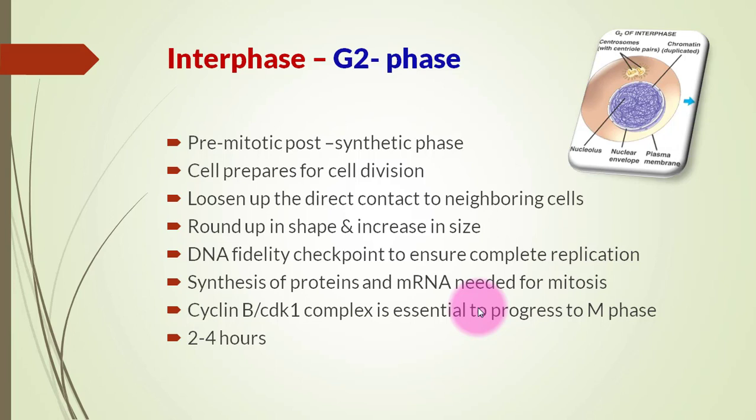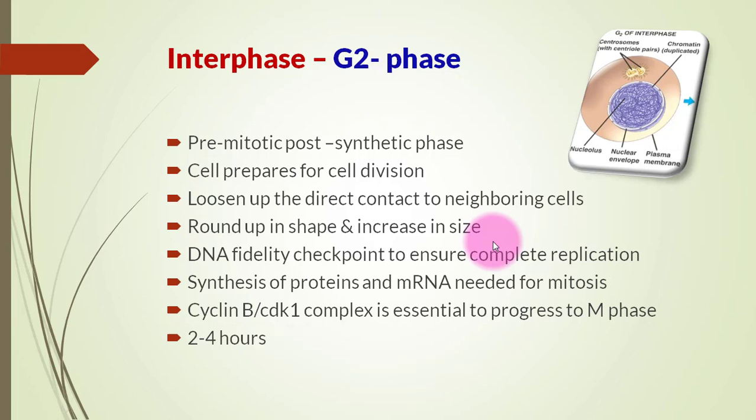Again, we have a number of proteins that are very important players for the progression of the cell from the G2 phase to the M phase. This is the cyclin B CdK1 complex. It's a very important complex for the cell to proceed to the M phase. This phase is very short. It actually takes from 2 to 4 hours in time.